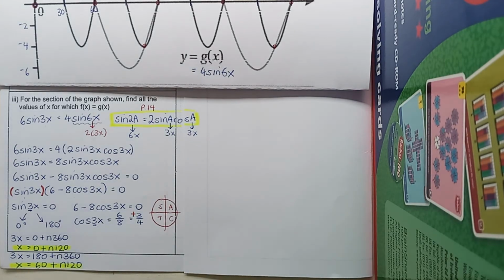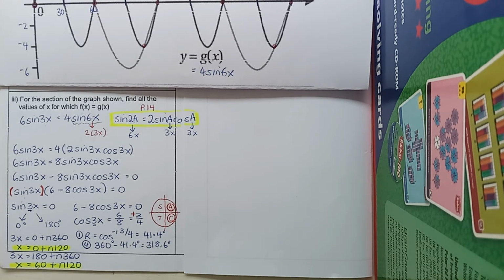And in this case, that's going to be the first and the fourth quadrant. Using my calculator to get the reference angle in the first quadrant, I get 41.4 degrees. And in the fourth quadrant, I get 318.6 degrees.